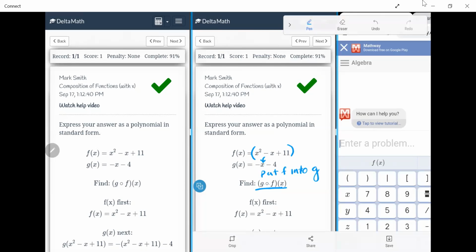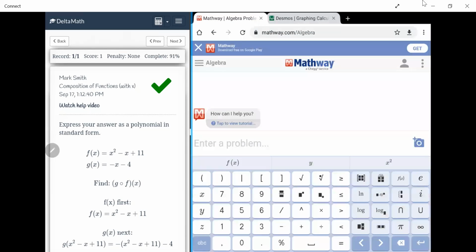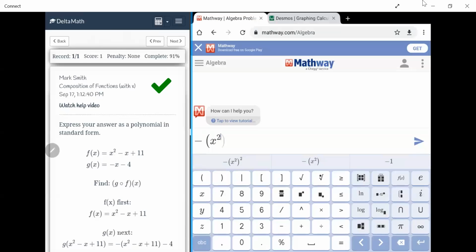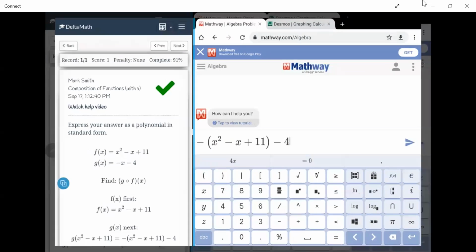All right, and we're going to use parentheses, and all we're going to do is come up with an x. All right, and so let's see. So I'm going to put the negative sign, and then I'm going to put x squared minus x plus 11, and then minus 4. Okay, so let's look at that again, just so we're sure about what I just did.